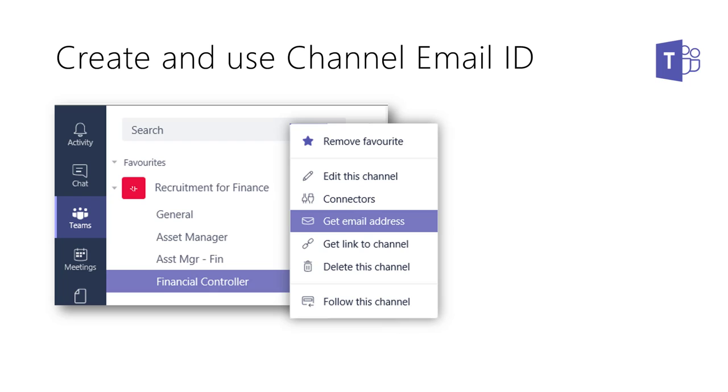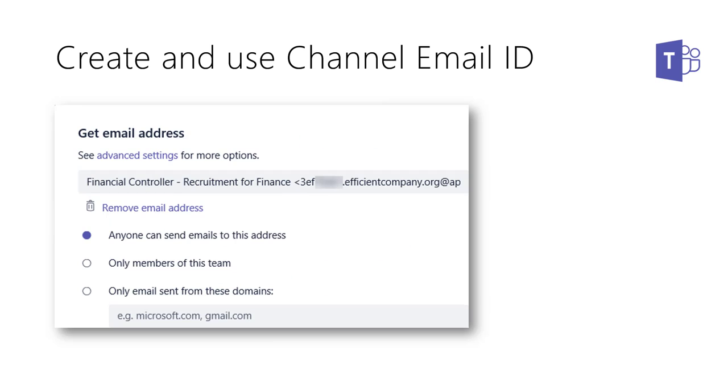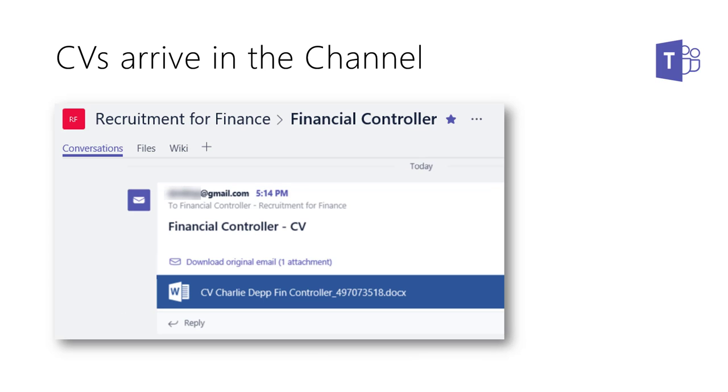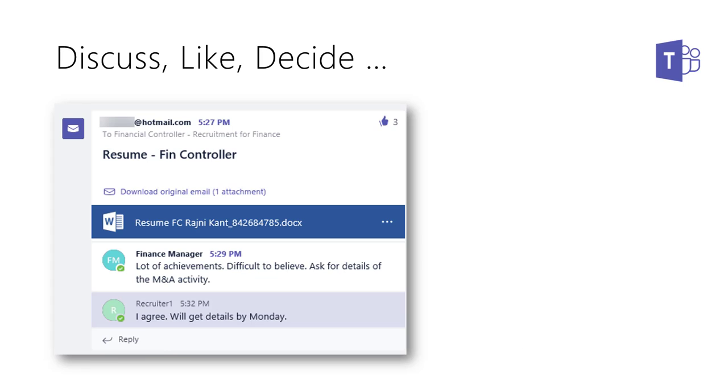The best option is to create a special email ID for each open position, for each channel in this case. Use this email ID for receiving CVs. The incoming CVs are posted in the channel automatically. Everyone can read the message, view the CV, like it, and comment on it. Recruitment activities are now easier and more focused.